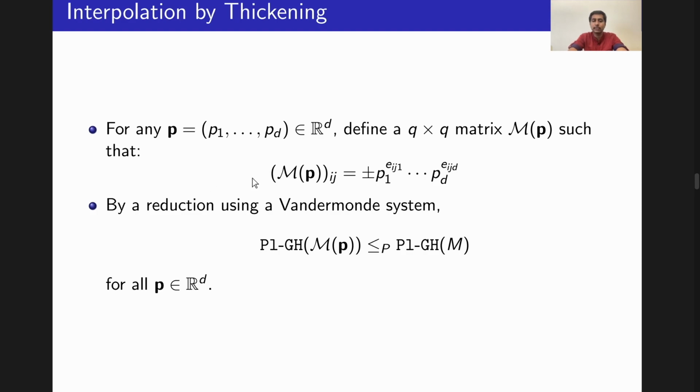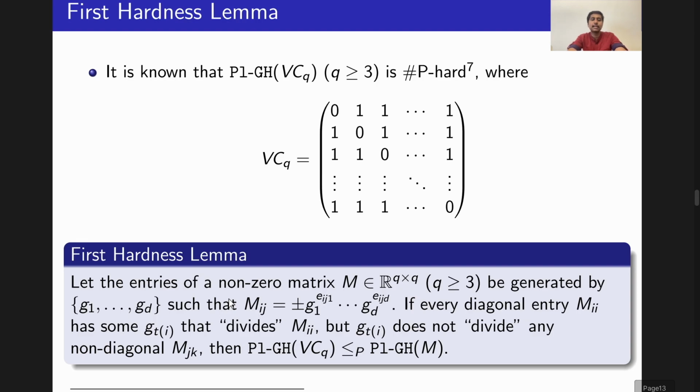Using some well-known techniques in the literature called interpolation by thickening, it is possible to show that the planar GH problem of M(p) reduces to planar GH of M for all p in R^d. This allows us to prove our first hardness lemma over here.